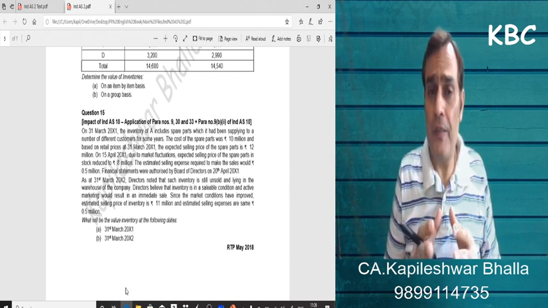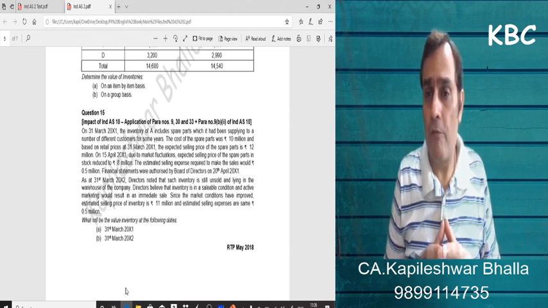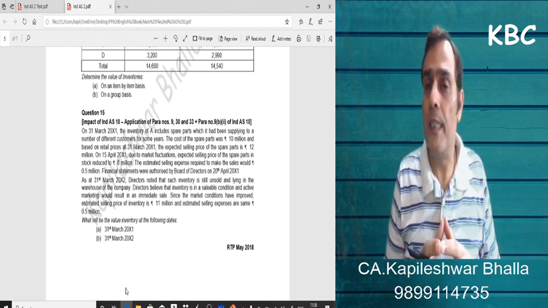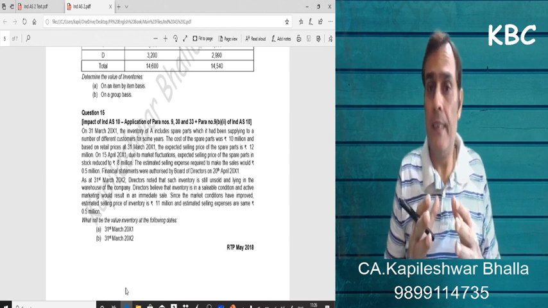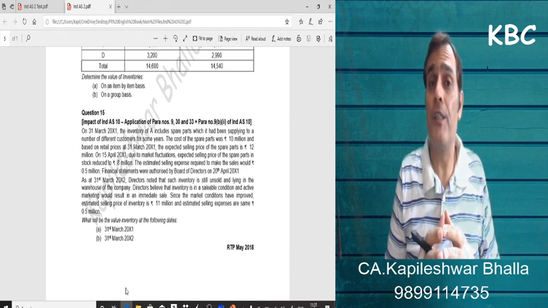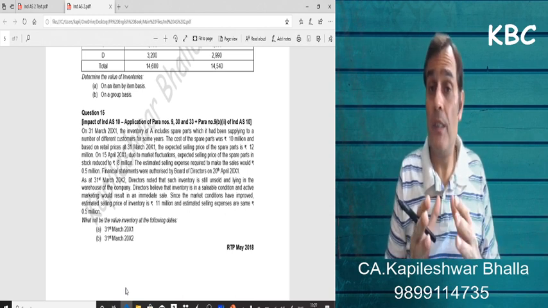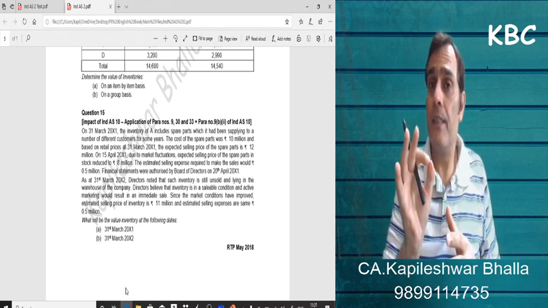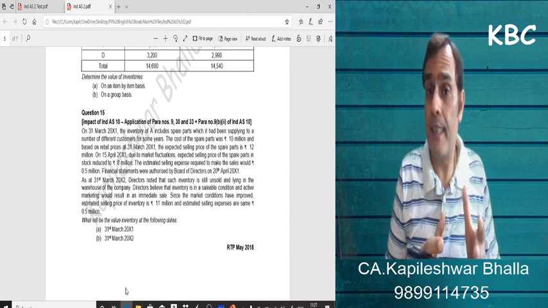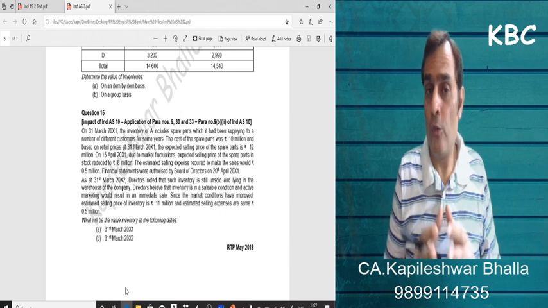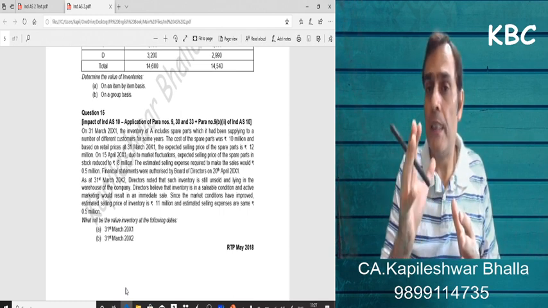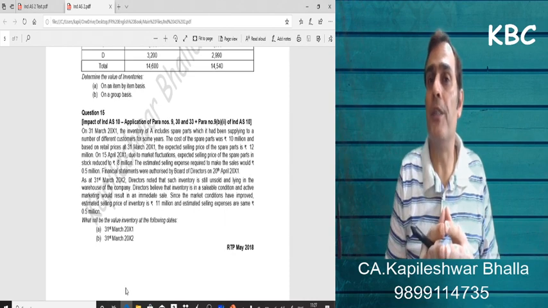Then he says on 15th April, due to market fluctuations, the expected selling price reduces to 8 million. The estimated selling expense required to make the sale is 0.5 million. So he's giving you the information that there is an estimated cost necessary to make the sale, and that's 0.5. So we are given on 15th April, due to market fluctuations, the expected selling price reduces to 8 million.